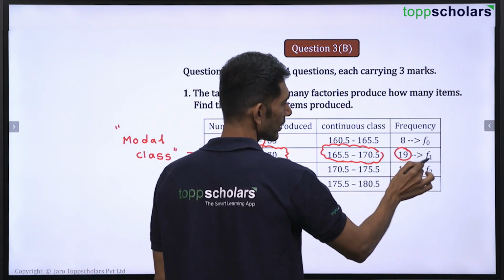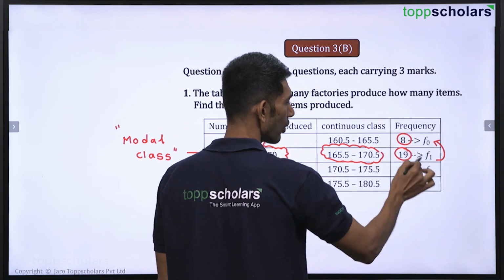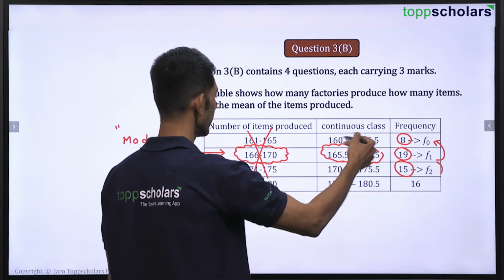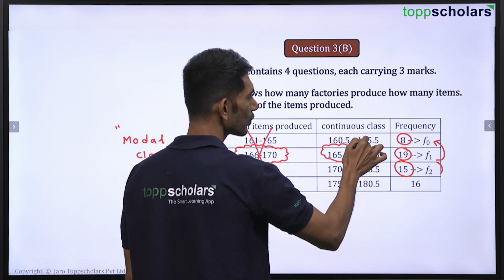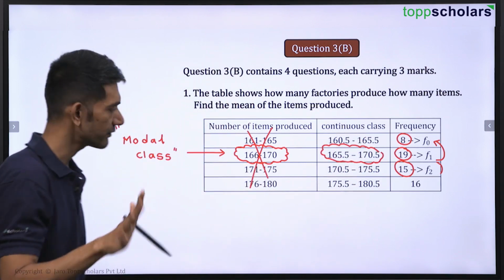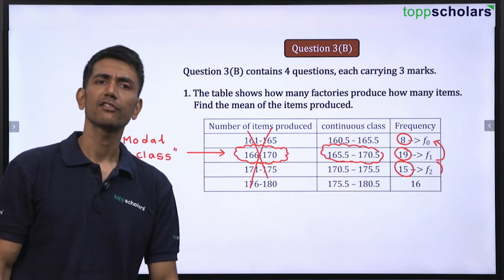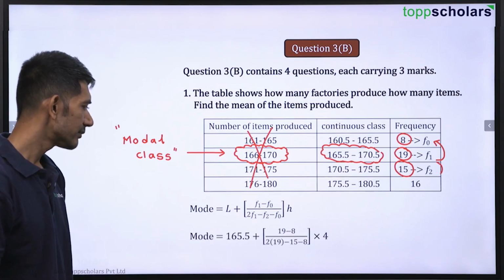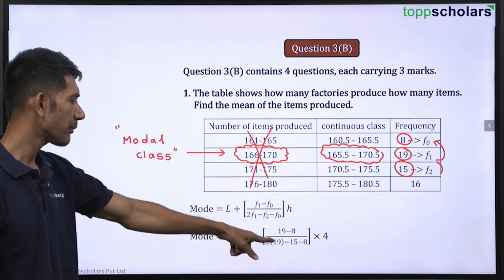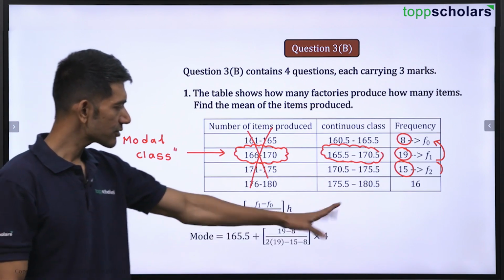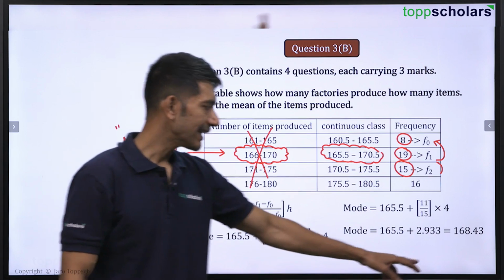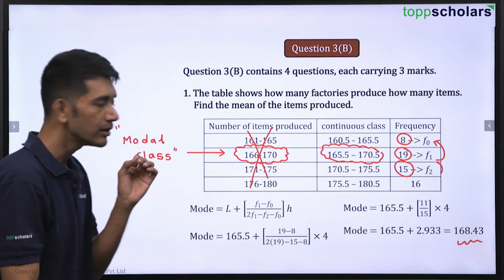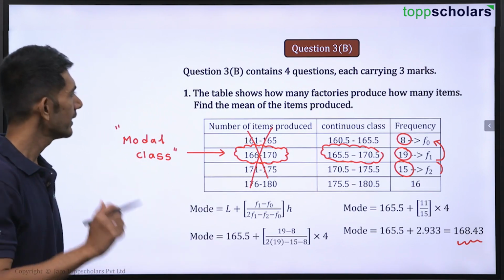This gives us the frequency of the modal class, which is F1. The previous frequency is called as F0. The next frequency is called as F2. And what is H? H is the difference over here. The difference is anyways 5, because 165.5 minus 160.5 is 5. Or you can take 180.5 minus 175.5, that is also 5. Now once you substitute the values, you put all the values over here, according to L plus F1 minus F0 over 2F1 minus F0 minus F2 into H. Solve it further, and the final answer that you get is 168.43. So 168.43 is what? It is the mode of the given data. Clear? Let's continue further.